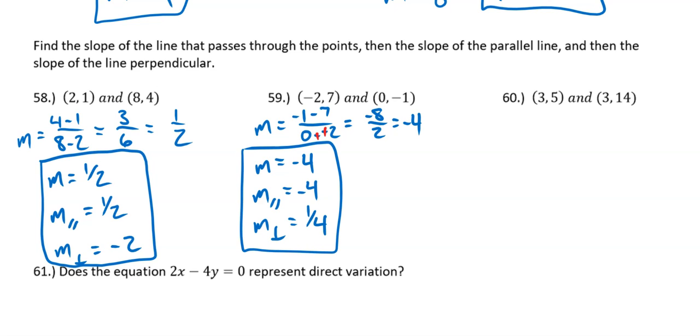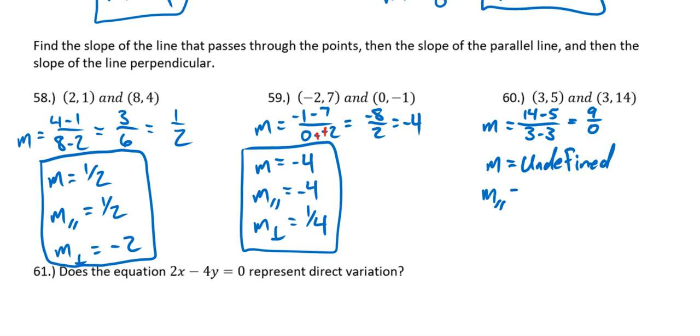Okay? If I look at the next one, again, 14 minus the 5 over 3 minus the 3. And so once again here, I get a 9 over 0. I can't do that, so the slope here is undefined. The parallel line would also then be undefined because it has to be the same.